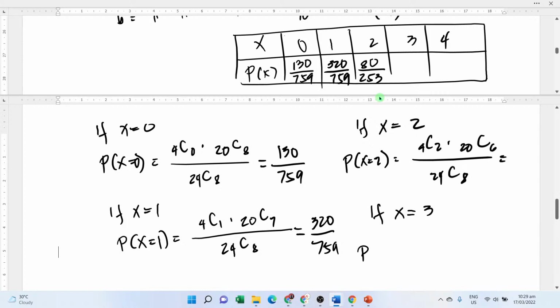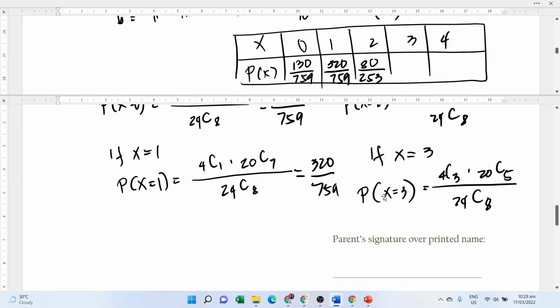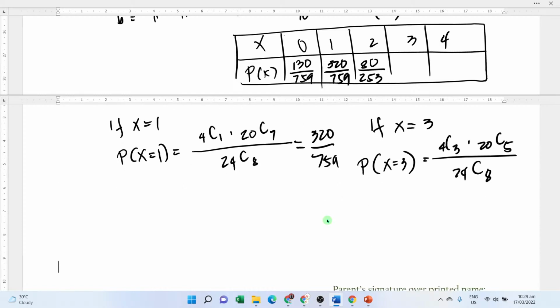If x is equal to 3, p of x equals 3 would be 4 combination 3 times 20 combination 5 over 24 combination 8 in the denominator. So let's see what is the answer. Anyone? Do you have an answer here? If x equals 3?